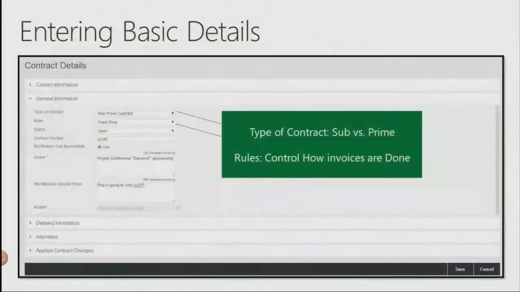From here, we're going to go into general details for the contract. Now, this is going to go over the type of contract, whether it's a prime or sub-type contract. So it's actually managing how your contracts and how your costs are accumulating against your project. Next, you have rules of engagement or rules of invoicing. So here you could set up fixed price rules. You could set up not-to-exceed rules or exceed rules from an invoicing perspective.